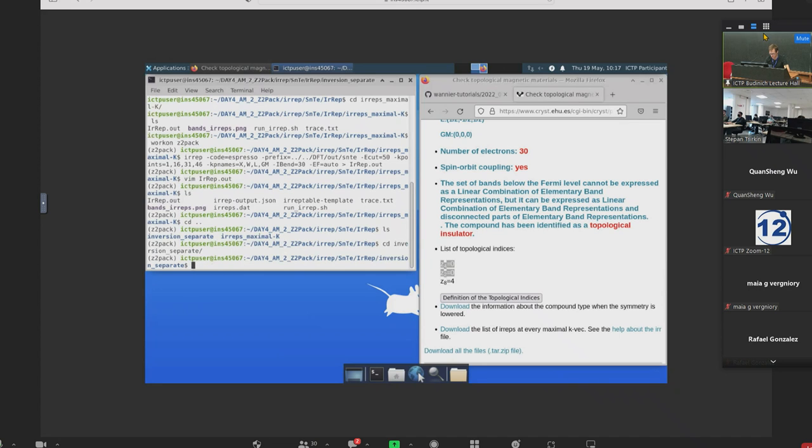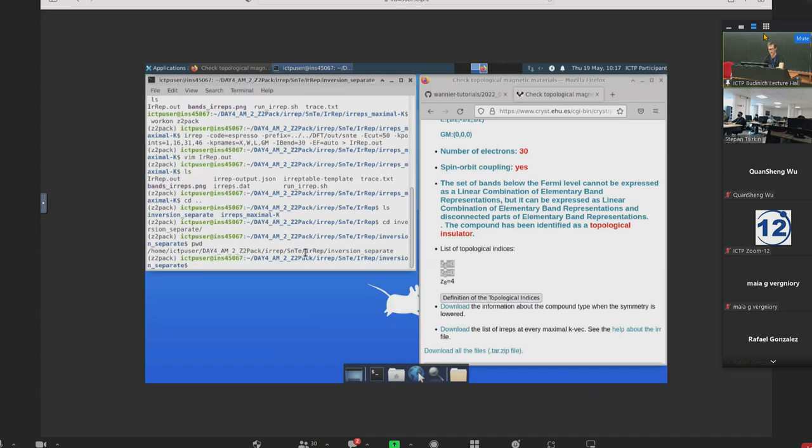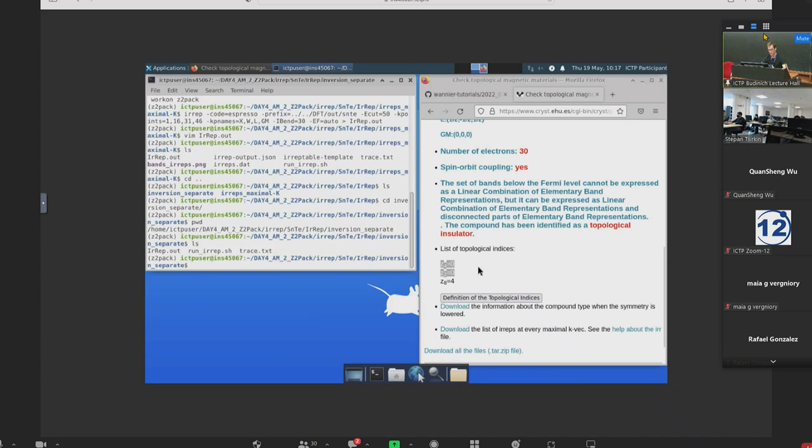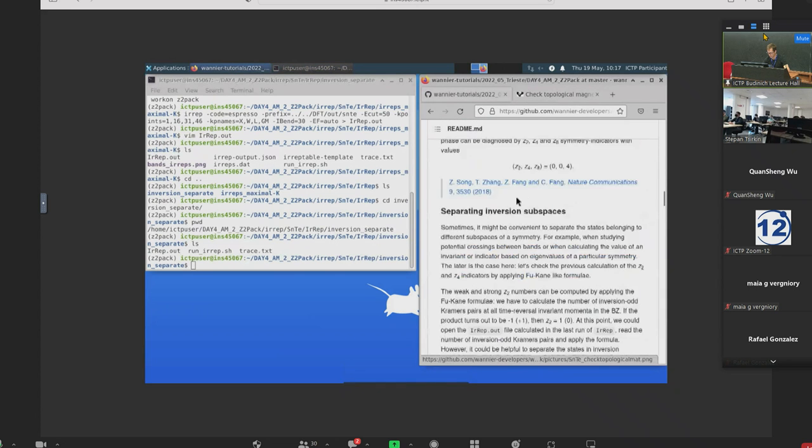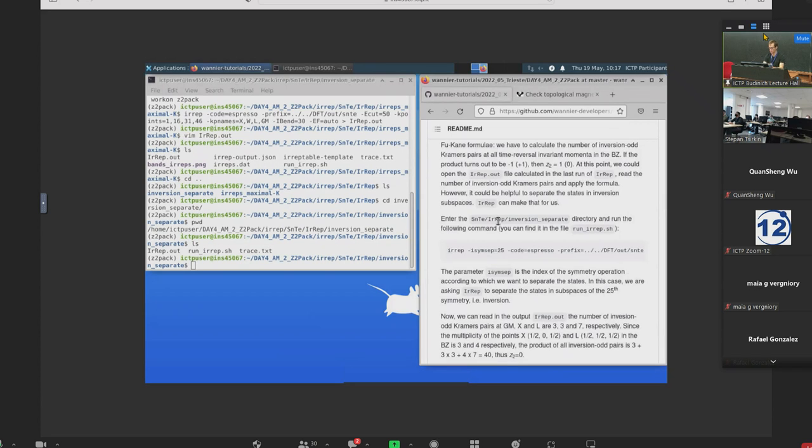Okay, so we are here, in this path, IREP inversion separate in this directory. And here we are going to run a command to separate. So at the end of the day, we want to count the number of inversion odd Kramers pairs that we have in our valence bands. So for that, with IREP, we separate our bands into two subspaces, one corresponding to odd behavior with respect to inversion, and the other one, the even subspace. Here, we are telling IREP that we want to separate our valence bands based on eigenvalues of the 25th symmetry operation, which, if you remember, is inversion.